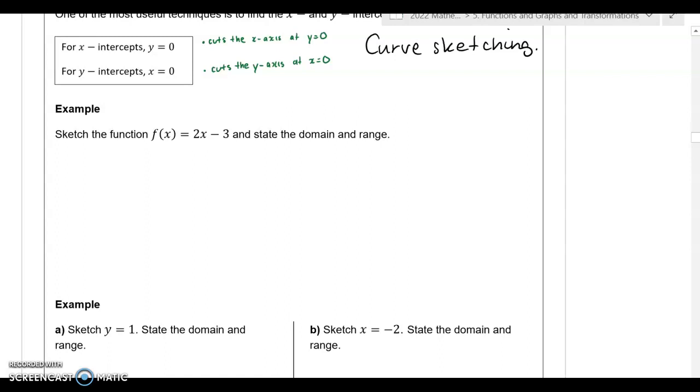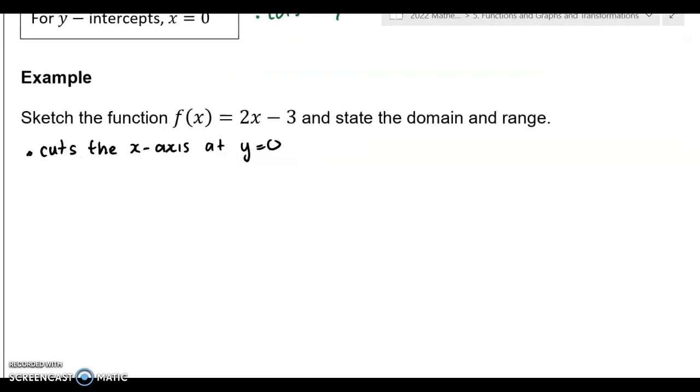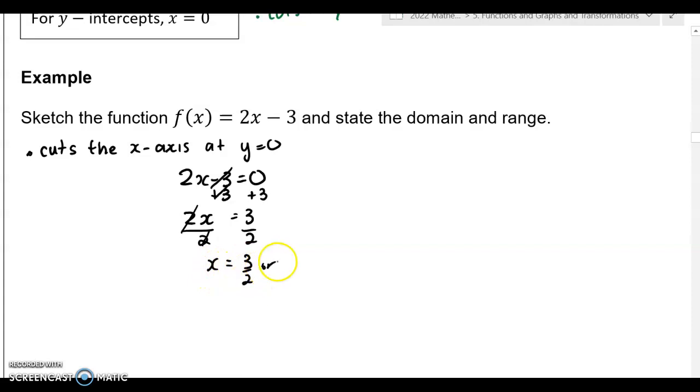So we don't need a table of values. We're going to have a look at where it cuts the x-axis, where it cuts the y-axis, and that's all we need to know. So our graph cuts the x-axis at y equals 0. So let's work that out. Okay, y equals 0 is just f of x equals 0. So I'm going to have 2x minus 3 equals 0. Let's solve it. Add 3 to both sides. So 2x is equal to 3. Divide by 2. x is equal to 3 over 2, or 1.5. So it's going to cut the x-axis at 1.5.